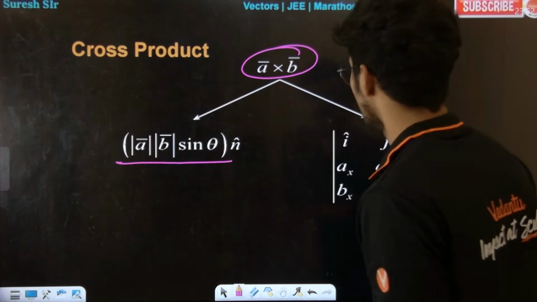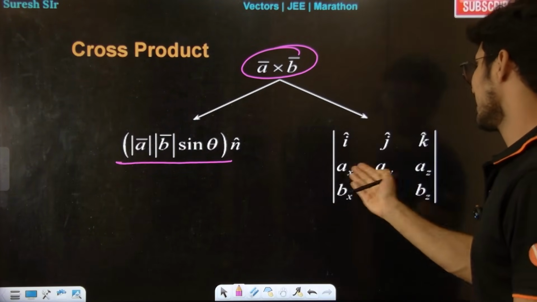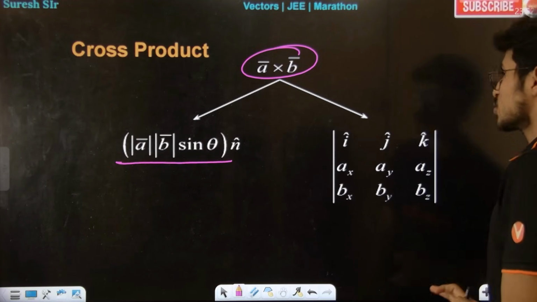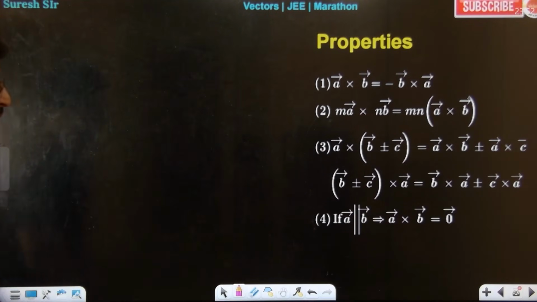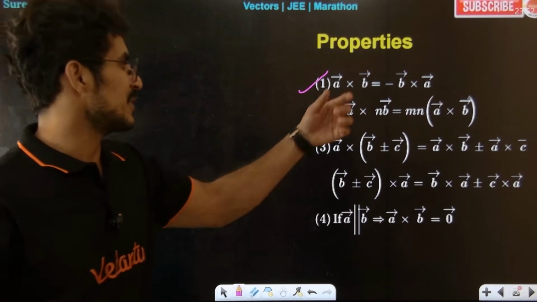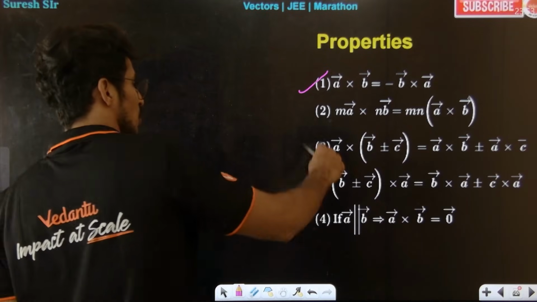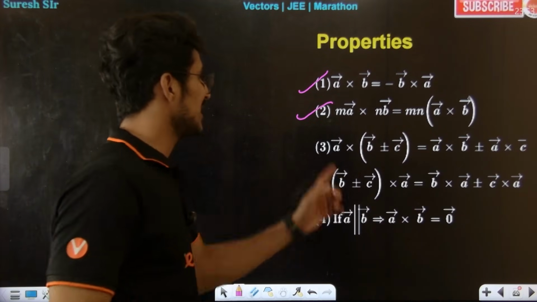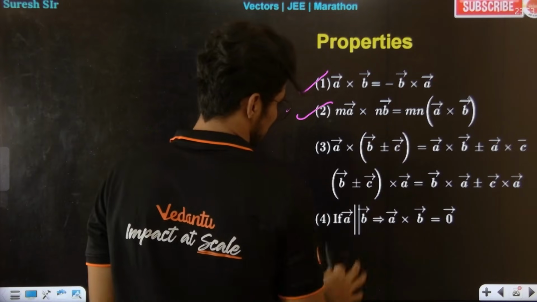Now I'll show one question, you will understand. How do we find out A cross B? We just need to write i, j, k and then A components and B components. So we need to find the determinant of that. And see, very important properties. All these are extremely important. A cross B in general we can write as minus B cross A, sir. So mA cross nB is basically mn A cross B.